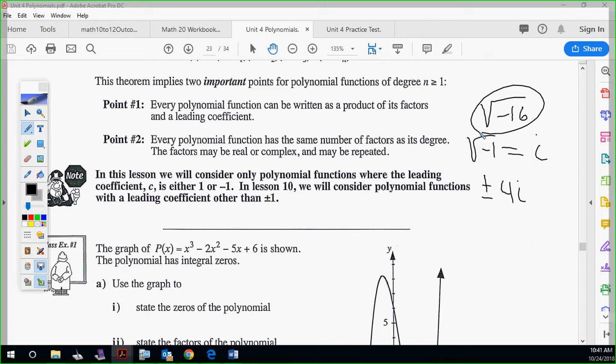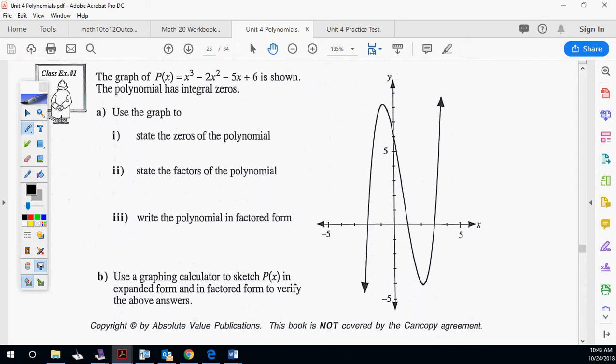Okay? So all I'm telling you is that when they say it can be factored, it can be factored, but it may not be real factors. That means it doesn't cross the x-axis. Right? So let's look at that. All right, so this one here.